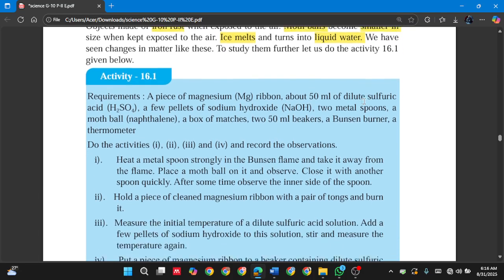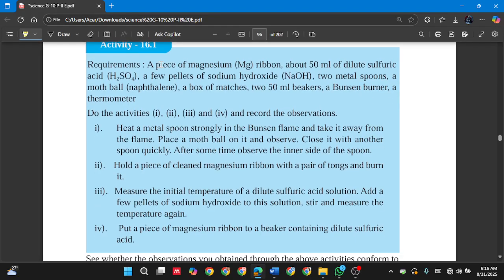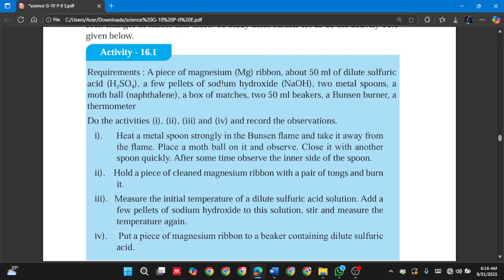Then activity 16.1. Requirements: a piece of magnesium ribbon, about 50 milliliters of dilute H2SO4, a few pellets of sodium hydroxide, 2 metal spoons, a mothball (naphthalene), a box of matches, 250 milliliter beakers, a Bunsen burner, and a thermometer. So there are different activities to do.